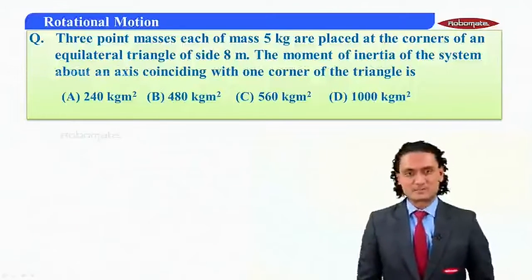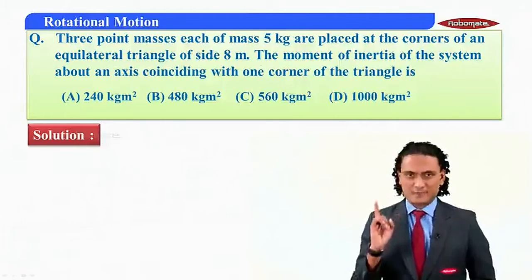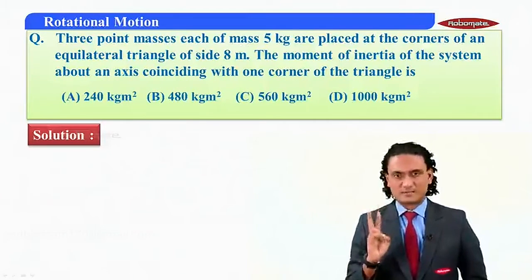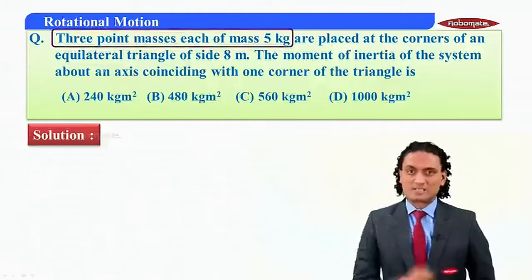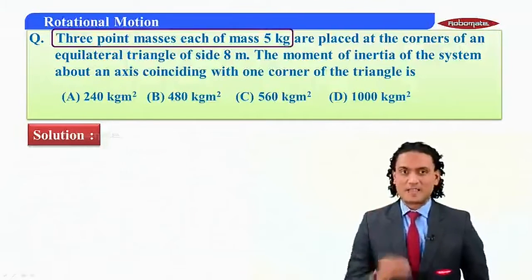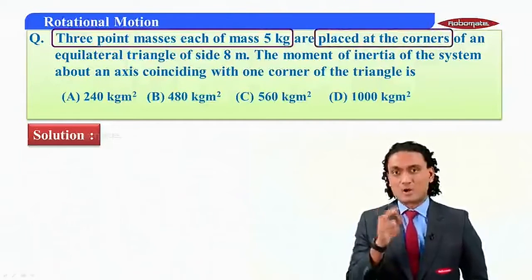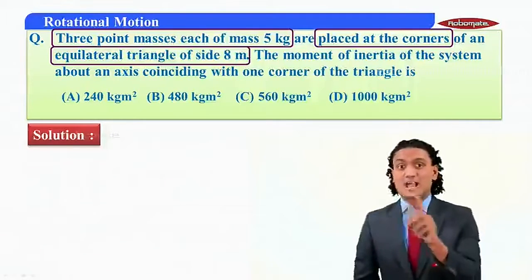Now let us solve this MCQ. First, let us identify this question and set it up neatly. See the question: 3 point masses, each of mass 5 kg. Where are they kept? They are placed at the corners of an equilateral triangle of side 8 meter.